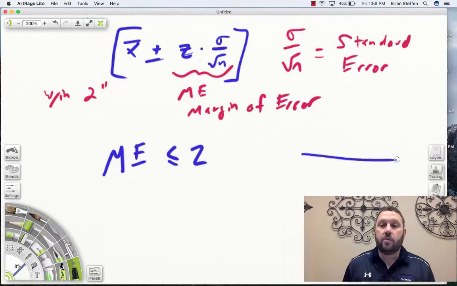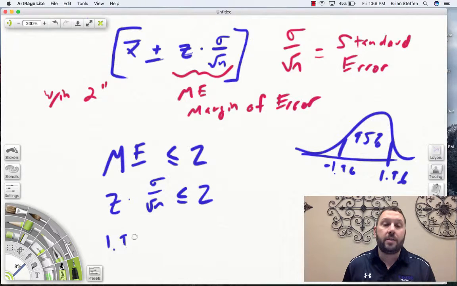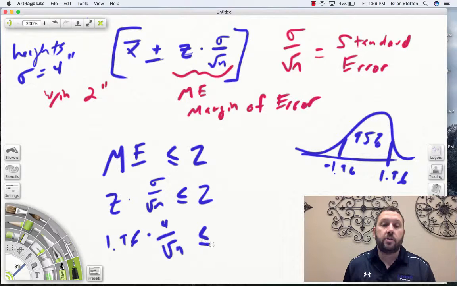So again, let's think about this. Let's stay with 95%, we've been doing 95 all along. For 95%, we look on the Z table or at the bottom of the T table, and we see it's negative 1.96 and positive 1.96. So I'm going to substitute in z times sigma over the square root of n less than or equal to 2, where z is 1.96. And let's say that we know that heights have a standard deviation of 4 inches. So that's 1.96 times 4 over the square root of n is less than or equal to 2.